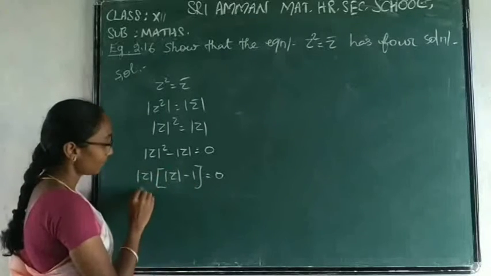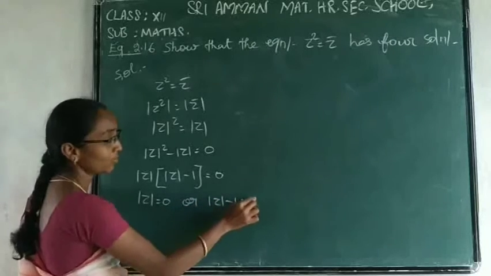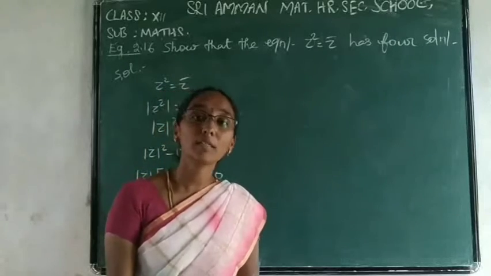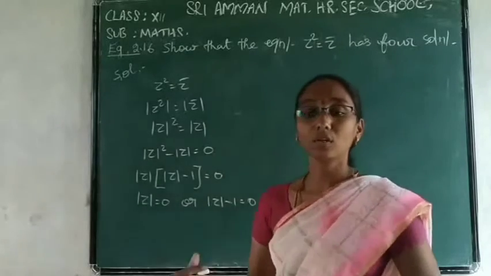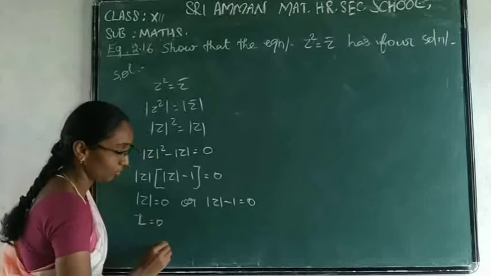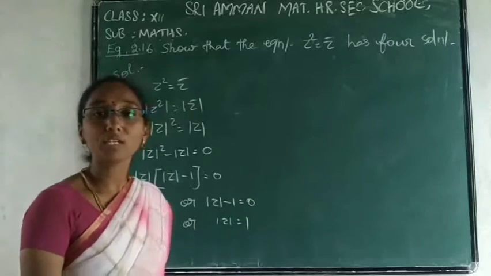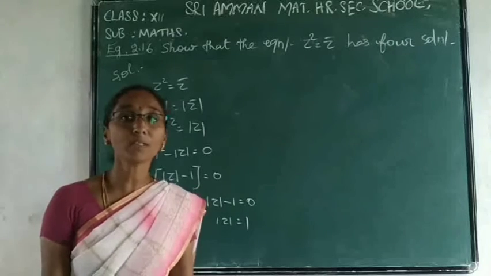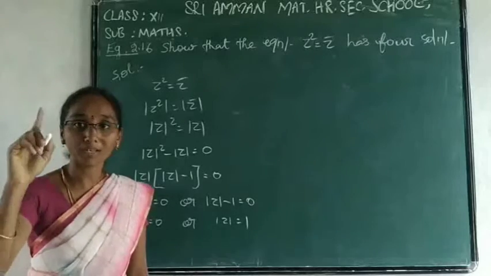Once again, modulus of z equal to 0 or modulus of z minus 1 equal to 0. Listen. Modulus of z equal to 0 means z equal to 0, or modulus of z equal to 1. Modulus of z means length. z equal to 0 is one of the complex numbers, 0 plus 0i. So z equal to 0 is the one solution.